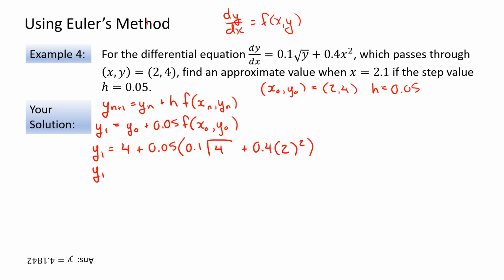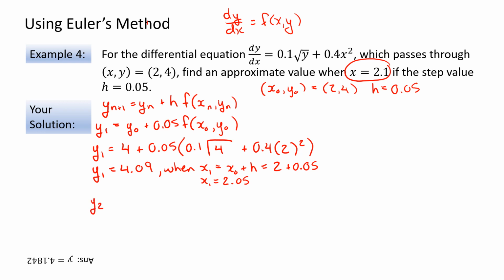So our next value for y is equal to, if we calculate that out, 4.09. Okay, and that is when, remember, we have a step value of 0.05. So that is when x1 is equal to our original x plus our step value h, or 2 plus 0.05. So x1 is equal to 2.05. But remember, we're looking for x equal to 2.1. So we have to go one additional step value.